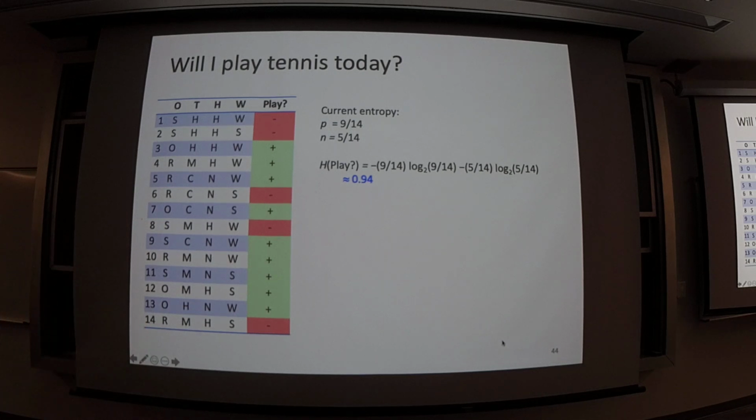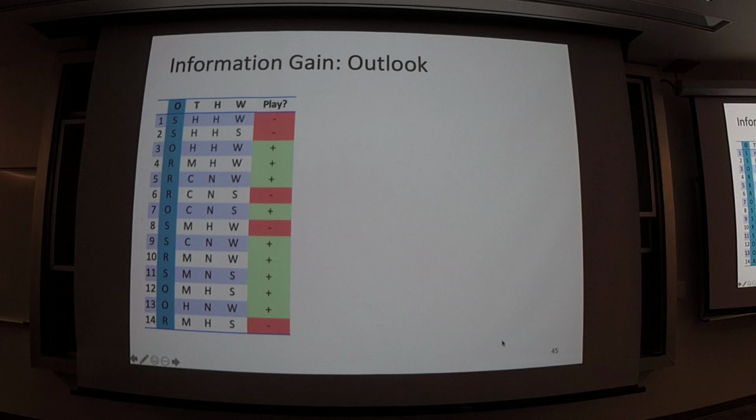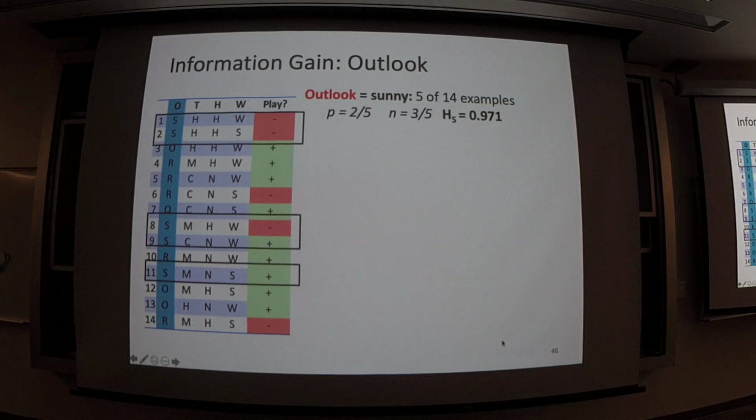Next, I'm going to look at the first feature. I want to evaluate the information gain for the first feature to split data, namely outlook, right? If we use outlook, it can take 3 possible values, so we'll look at the 3 subsets obtained by the distinct outlook values.